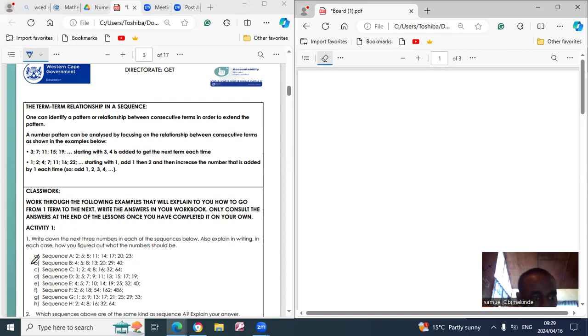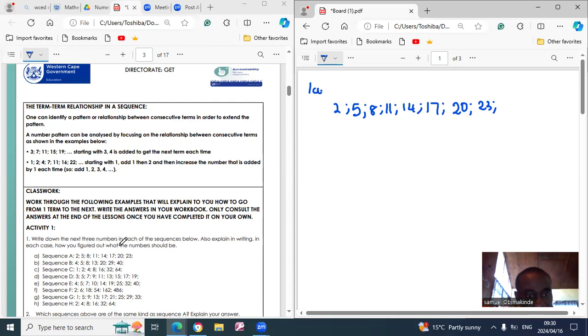So the first sequence here, 1A, we have 2, then 5, then 8, 11, 14, 17, 20, then 23. So this question says that we should write the next 3 terms.